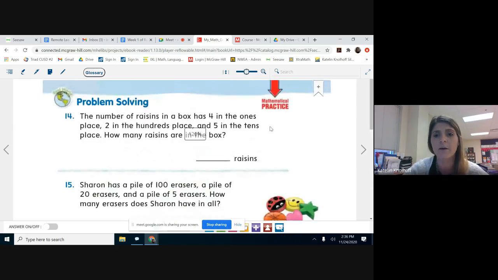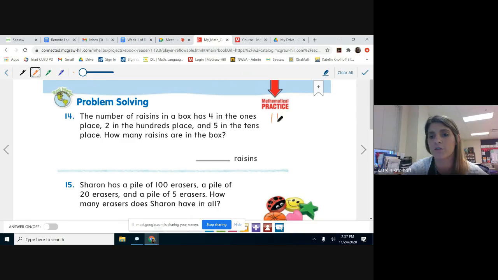It says, the number of raisins in a box has 4 in the ones place, 2 in the hundreds place, and 5 in the ones place. How many raisins are in the box? The most important thing to do here is to draw out the chart I just showed you a little bit earlier when we were doing talk math. You want to draw out your hundreds, your tens, and your ones. And then you want to place those numbers in there.